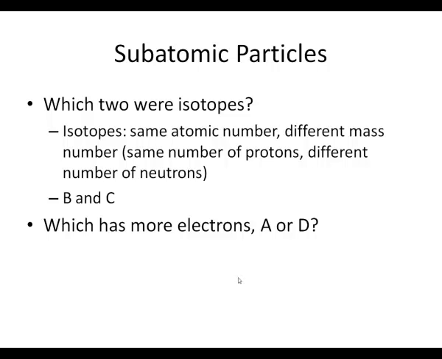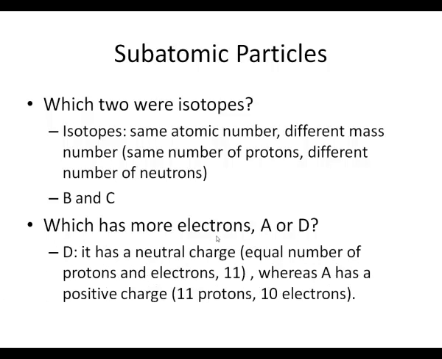Next up, which has more electrons, A or D? That's going to be D. It's got a neutral charge, so that means that it's got the same number of protons and electrons. And in this case, that's going to be 11. Whereas A has a positive charge. That means that it's got one less electron than protons. So the answer there is going to be D.